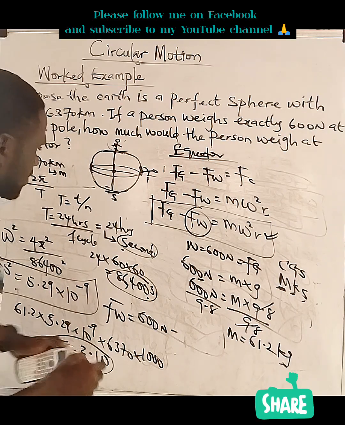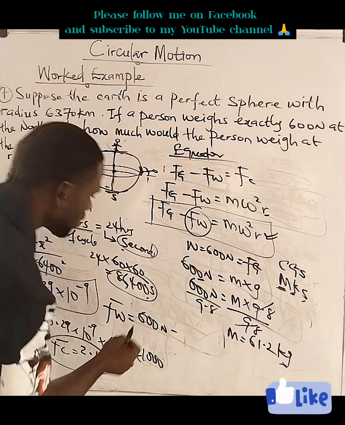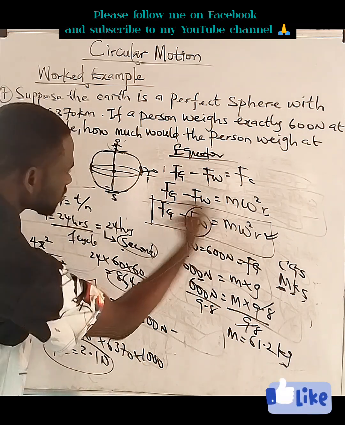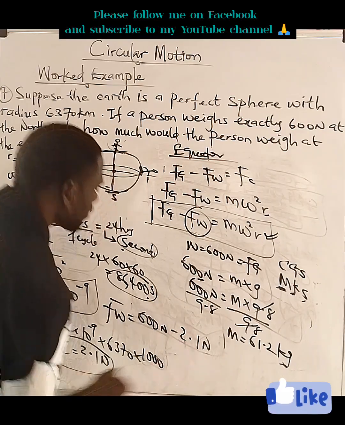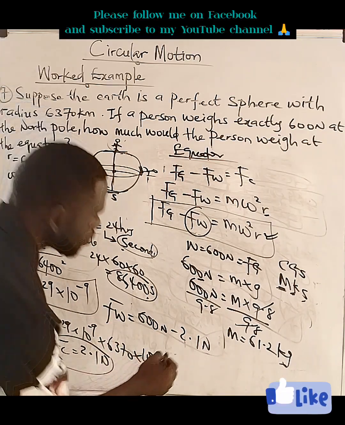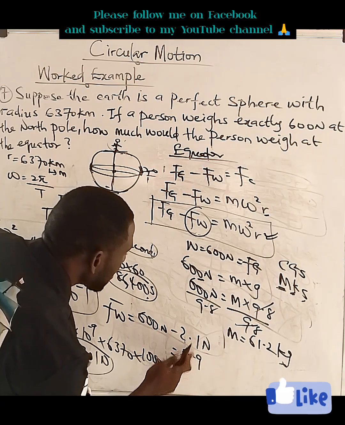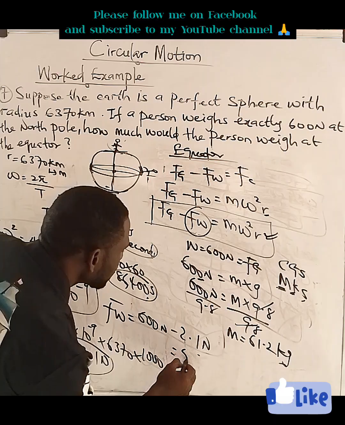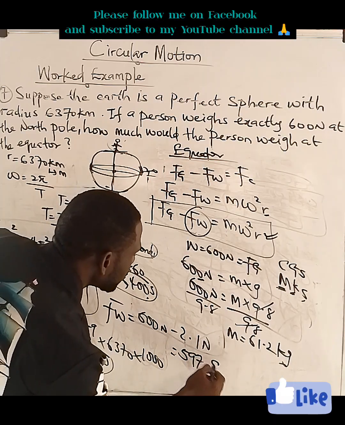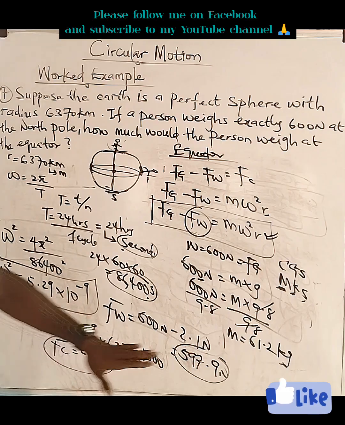So everything is gotten. So now it's high time we got this. So the force of gravity, which is 600 Newton. You're looking for the weight, this column over. So 600 Newton minus the 2.1 Newton will give us 597.9 Newton. It's just it, as simple as that.